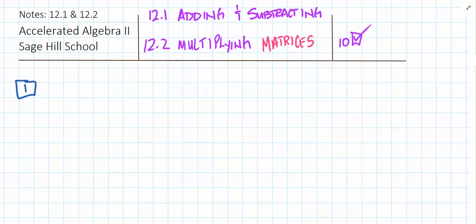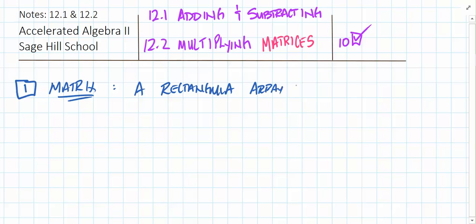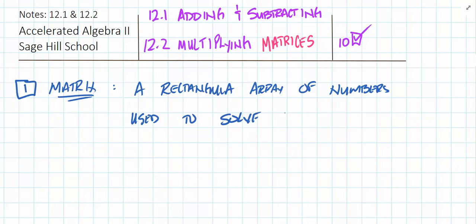So let's begin. All right. The formal definition that we're going to be using and working with is this. A matrix is just a rectangular array of numbers used to solve systems.